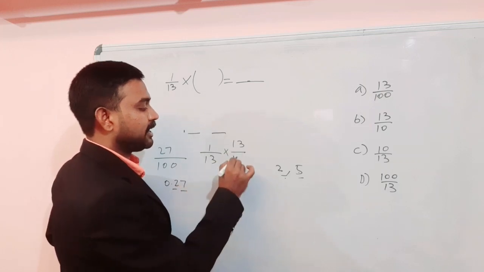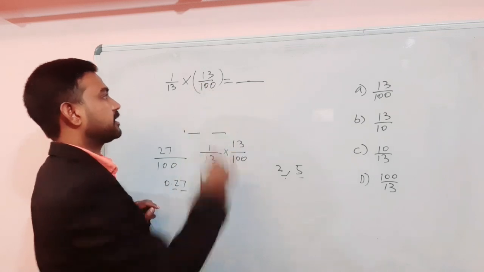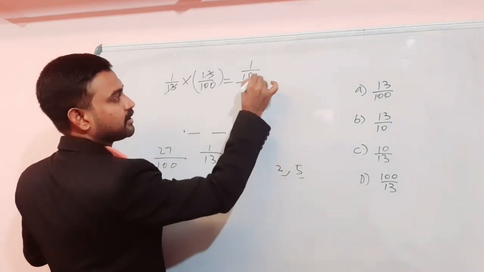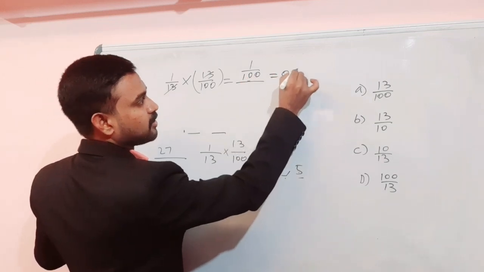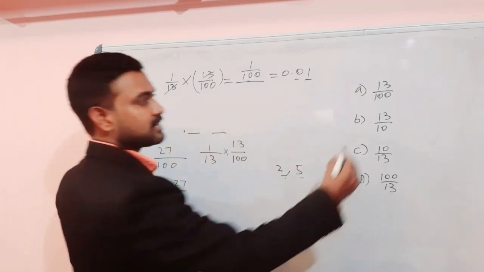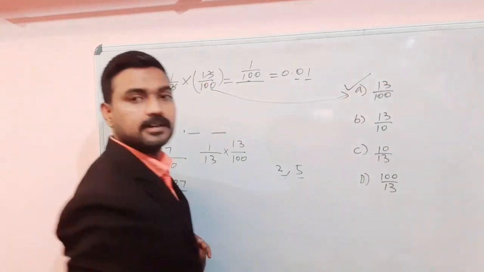So we multiply 1 by 13 with 13 by 100. What is the result? This 13 will cancel and we will get 1 by 100. 1 by 100 means its answer is 0.01. Now 2 decimal digits are there. So the right answer is 13 by 100, which we used for multiplication. So option A is the right answer.